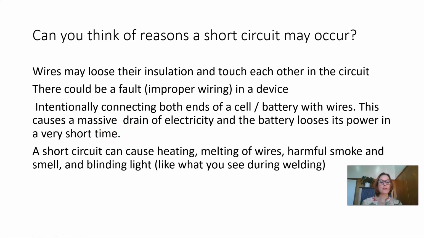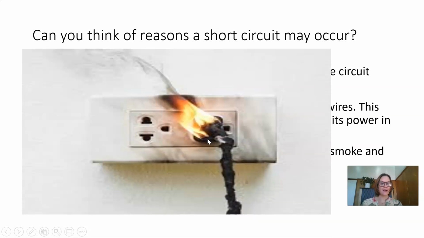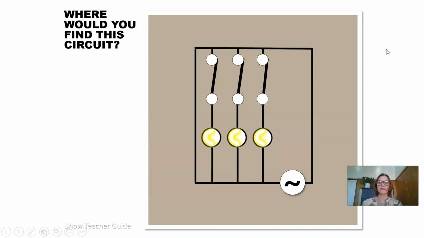A short circuit can cause heating, melting of wires, harmful smoke and smell, and blinding light, like what you see when you're welding. And this is what it looks like. Not safe to have a short circuit, grade 6s. That is how electrical fires start in your homes.